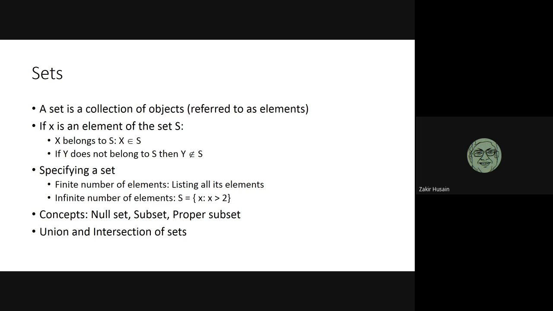A set is a collection of objects. The objects are referred to as elements or members of the set. So if x is an element or member of the set S, then x belongs to S. This is the sign for belongs to. And if y does not belong to S, then we just put a slash through it. We can specify a set in two ways. If it's a small number of elements, we can simply write them down. But if it is infinite or even if it's very large, then what we generally do is write it in a mathematical format.